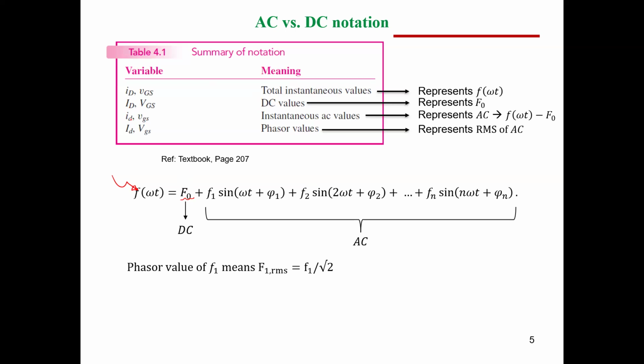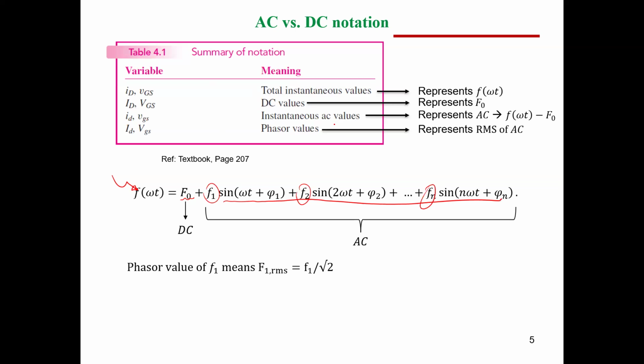What about a little letter with a little subscript? So a little letter with a little subscript means the AC component of the instantaneous waveform. Can you see here, guys? This is the AC component of the instantaneous. All of these are the AC components, okay, with different frequencies. So for the instantaneous value, the AC component is a little letter with a little subscript. A little letter with a capital subscript is the total, including the DC as well. But a little letter with a little subscript means the AC components only, without the DC components, okay?